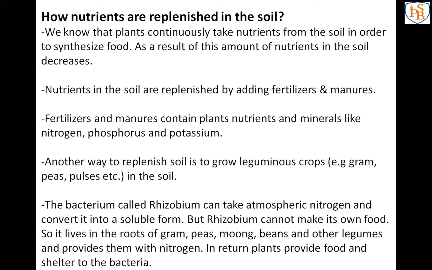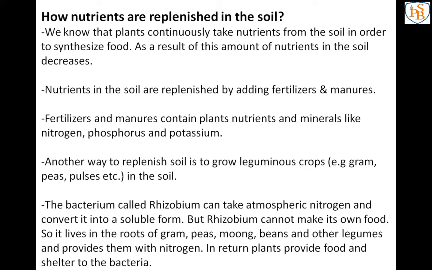But when the farmers are using fertilizers again and again, we know that fertilizers means chemical substances. So that is also harmful to the soil. Or when the farmer is spraying the fertilizers on the crops, that is harmful to that person also. So instead of using fertilizers, either we can use manures, or another thing to replenish the nutrients in the soil is that we can grow leguminous crops.